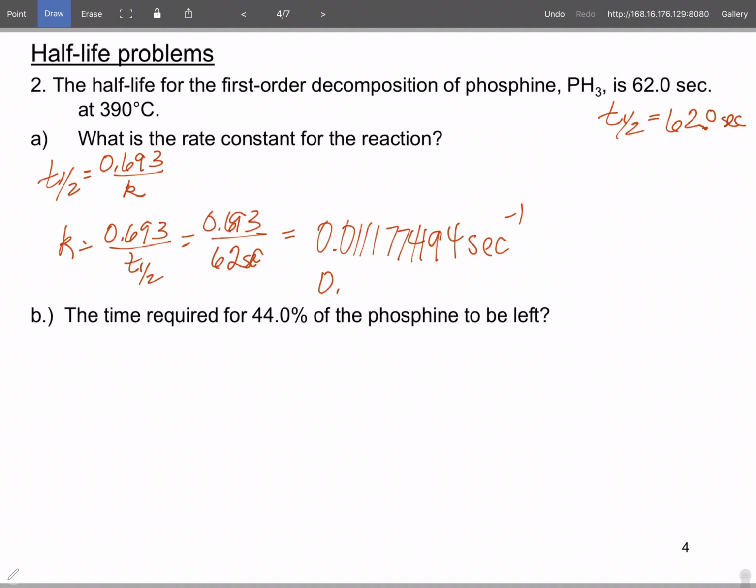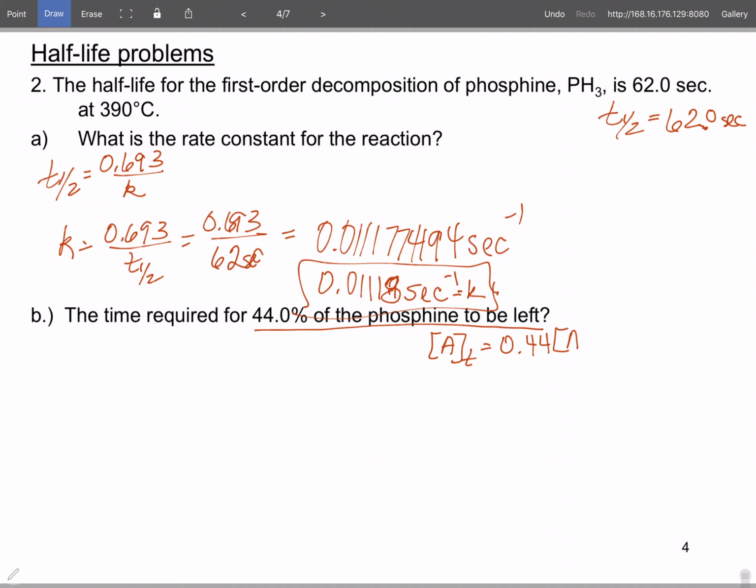Now, for simplicity's sake, we'll keep 4 significant digits after the decimal. Okay, so here is my K. All right, so we're good on that part. Then it's required for the time required for 40% of the phosphine to be left. That means that at the unknown time, we are left with 0.44 of whatever we started with at time 0.